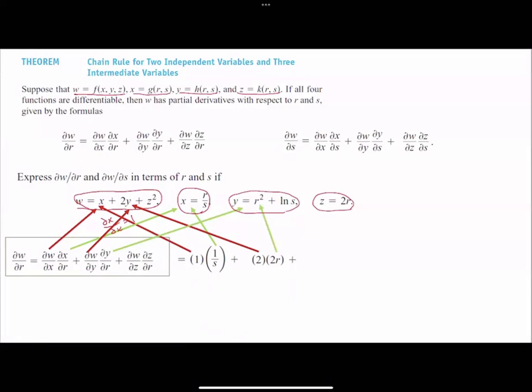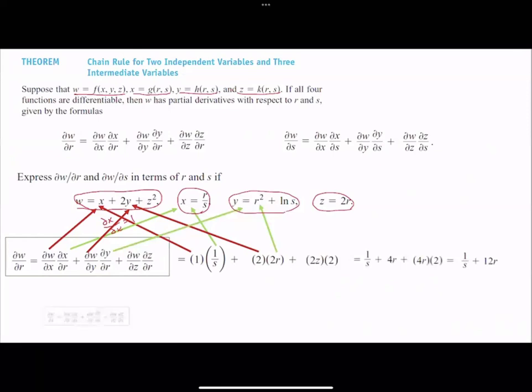And finally, with the same logic, the partial derivative of W with respect to Z is 2Z. The partial derivative of Z with respect to R is just 2. So we can simplify that as 1 over S plus 4R plus 4Z. Z is equal to 2R, so we can simplify this further to 1 over S plus 12R.